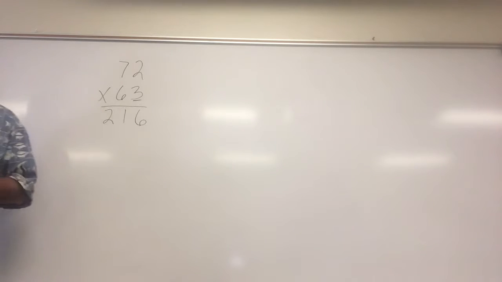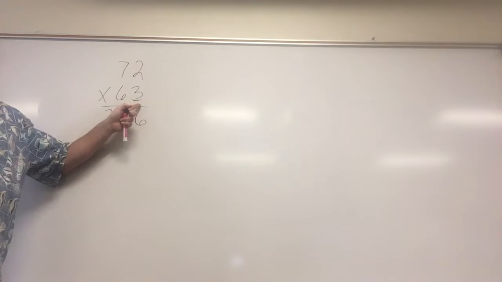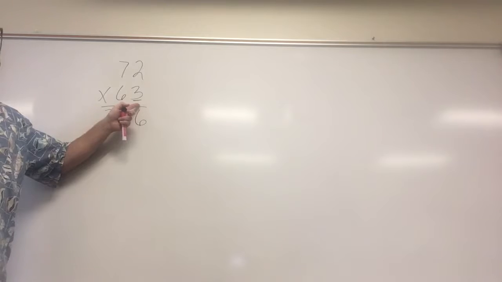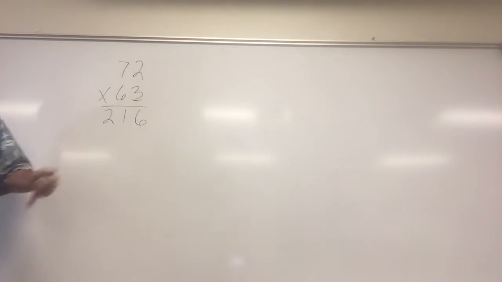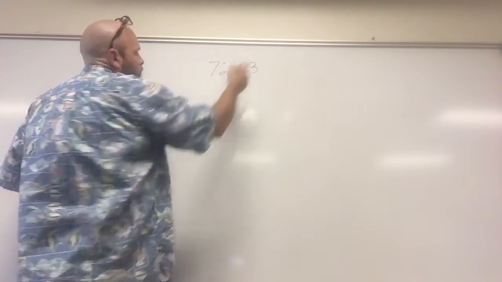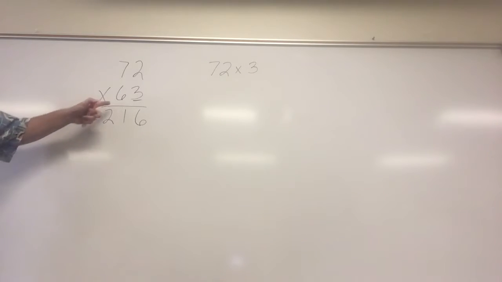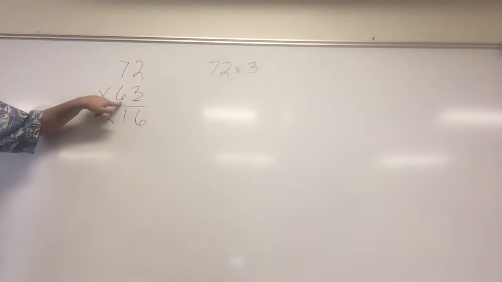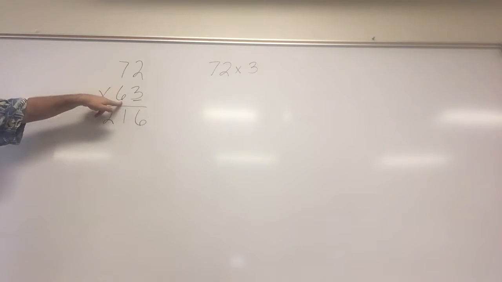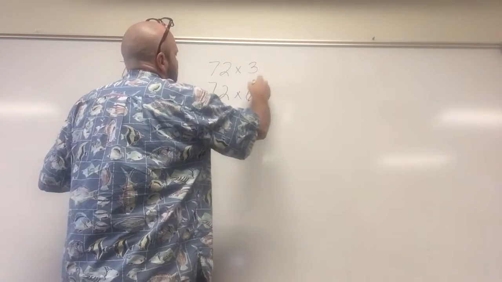What you just did, let me show you. If you want to break the problem apart, that might make it easier. What place value is the 3 in? Ones. So how much is 3 ones worth? 3. So you took the factor of 72 and multiplied it by 3. What place value is the 6 in? Tens. What is 6 tens worth? 60. So then you multiply 72 times 60.